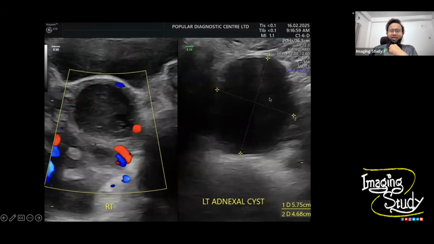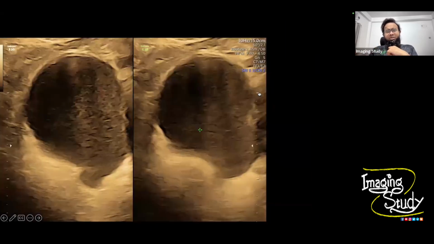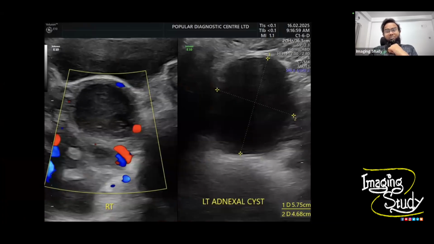So this is the left one, and in normal appearance, you'll usually see the anechoic appearance. So always try to use different settings of your machine. Try to use different transducers. You will be able to see the low-level internal echoes quite well.